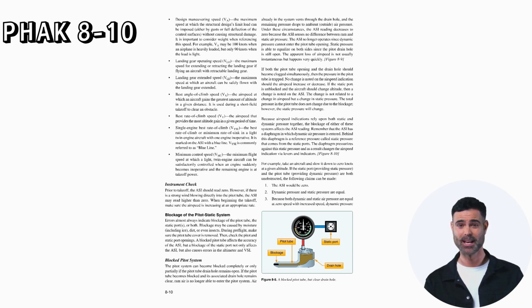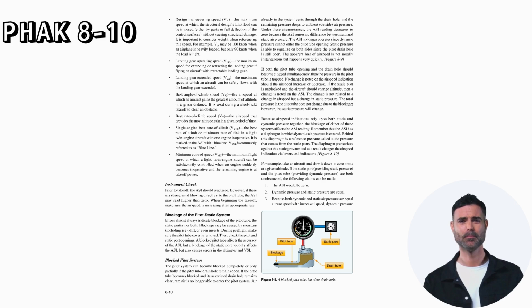Blockage of the pitot-static system. Errors almost always indicate blockage of the pitot tube, the static port, or both. Blockage may be caused by moisture including ice, dirt, or even insects. During preflight, make sure the pitot tube cover is removed. Then, check the pitot and static port openings. A blocked pitot tube affects the accuracy of the ASI, but a blockage of the static port not only affects the ASI, but also causes errors in the altimeter and VSI.